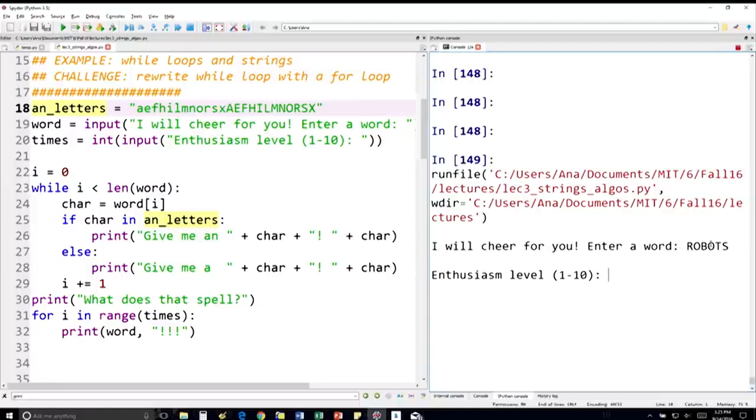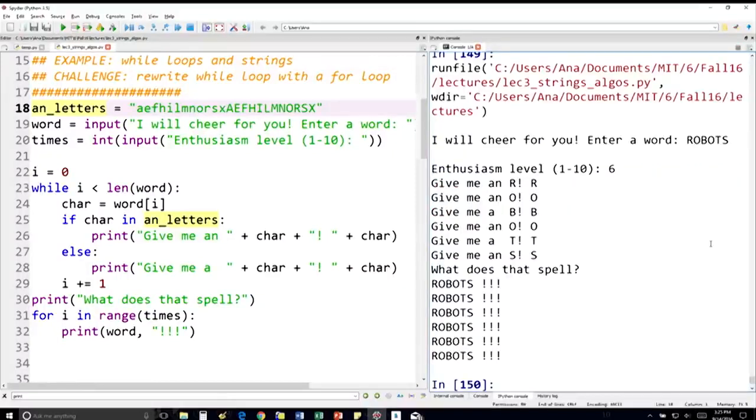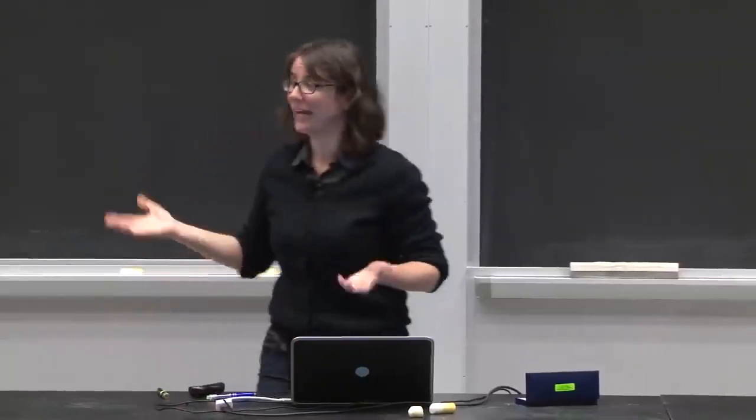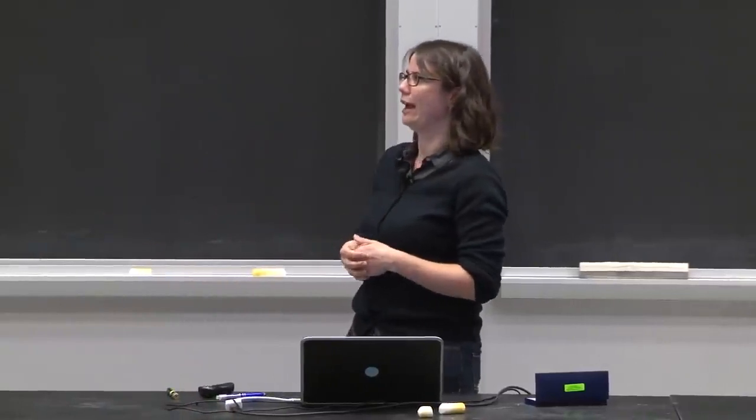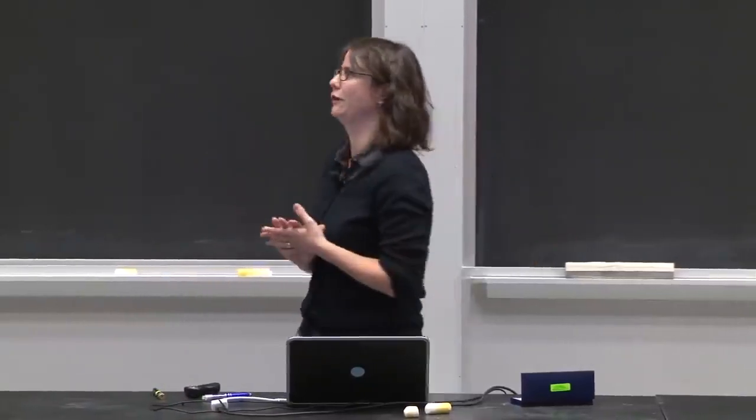How enthusiastic am I about robots? Let's say 6. Okay, so what this is going to print is, it's a cheerleader, right? Give me an R, R, give me an O, O, give me a B, B, and so on and so on. What does that spell? Robots, and it's going to print it 6 times because I'm 6 out of 10 enthusiastic about robots. Okay? So that's pretty much what that code's supposed to do, and you can write it using what we've learned so far.